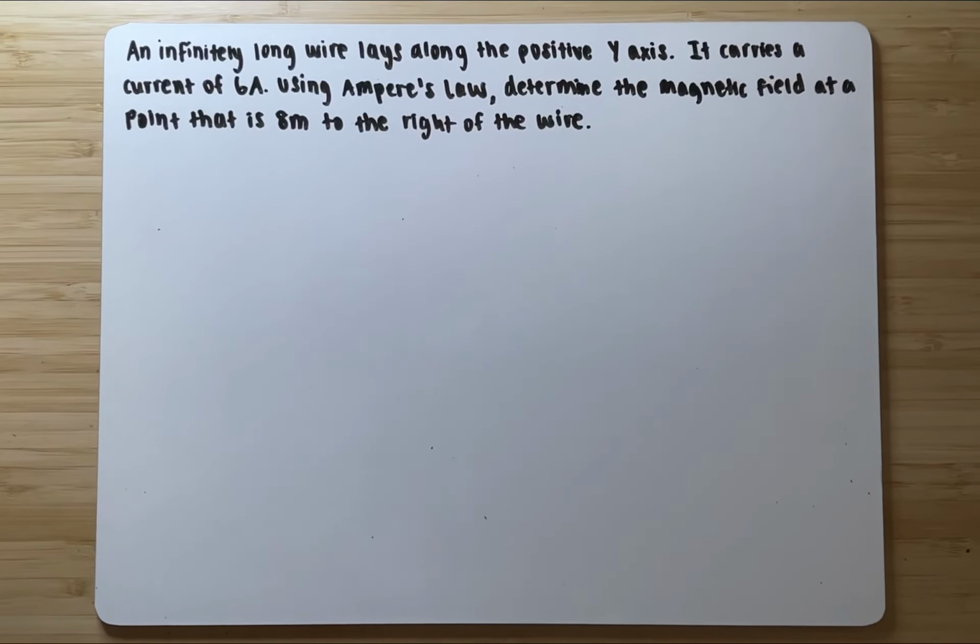An infinitely long wire lays along the positive y-axis. It carries a current of 6 amps. Using Ampere's law, determine the magnetic field at a point that is 8 meters to the right of the wire.